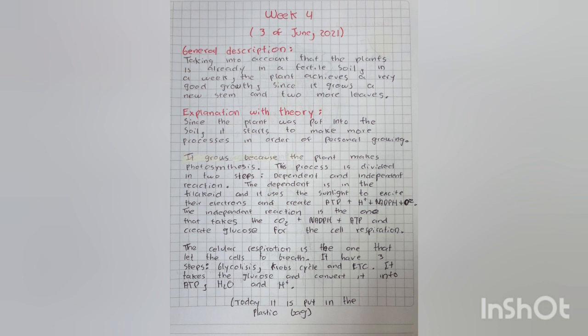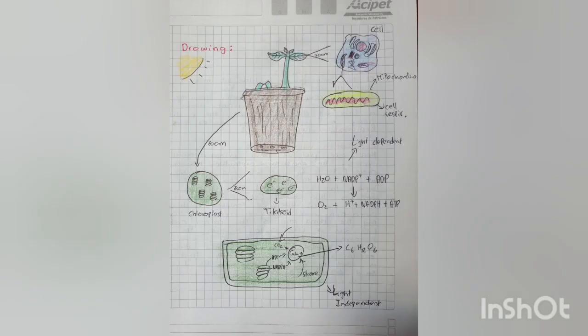In week 4, the 3rd of June of 2021, it can be seen that, first of all, taking into account that the plant is already in fertile soil, in a week the plant achieves very good growth, since it grows a new stem and 2 more leaves. As I said before, since the plant was put into soil, it starts to carry out more processes in order to grow. In the drawing, we can see the dependent and independent reactions in photosynthesis, and also in the upper part, we can see where cell respiration is.